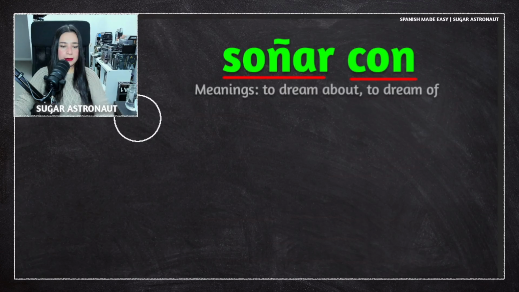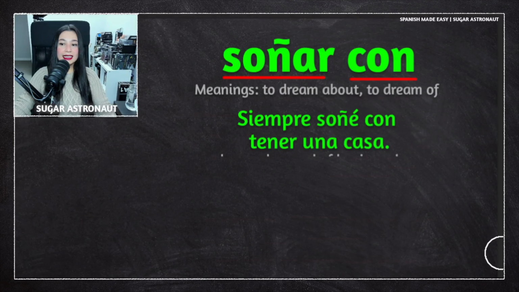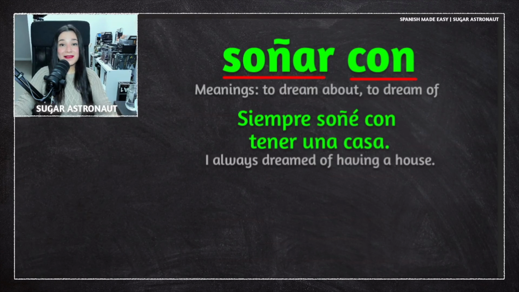Okay, let's look at the first example. Let's see how soñar con works in a sentence. Okay, the first sentence is: siempre soñé con tener una casa. What does this mean? This means I always dreamed of having a house. That's a very, very common dream, right? Nowadays, even more, because it's expensive. Getting a house is expensive. It's not cheap. And it's a good dream. It's a good dream for sure.